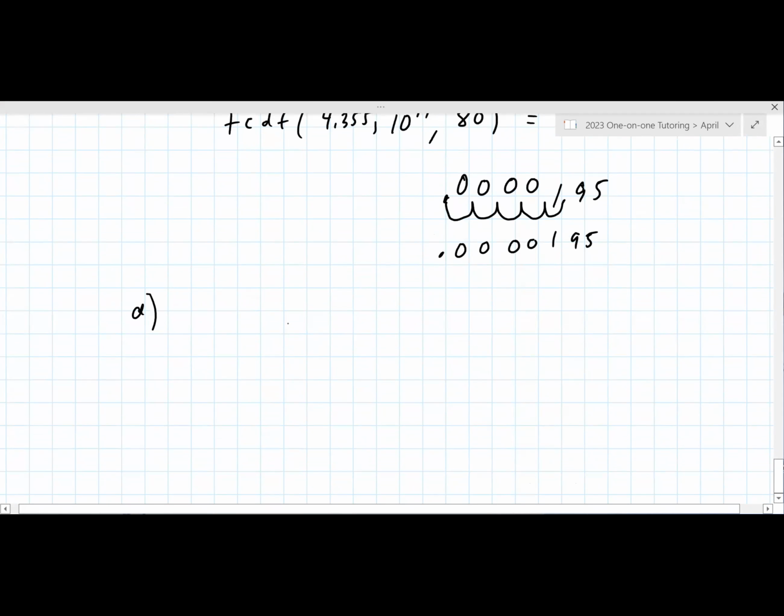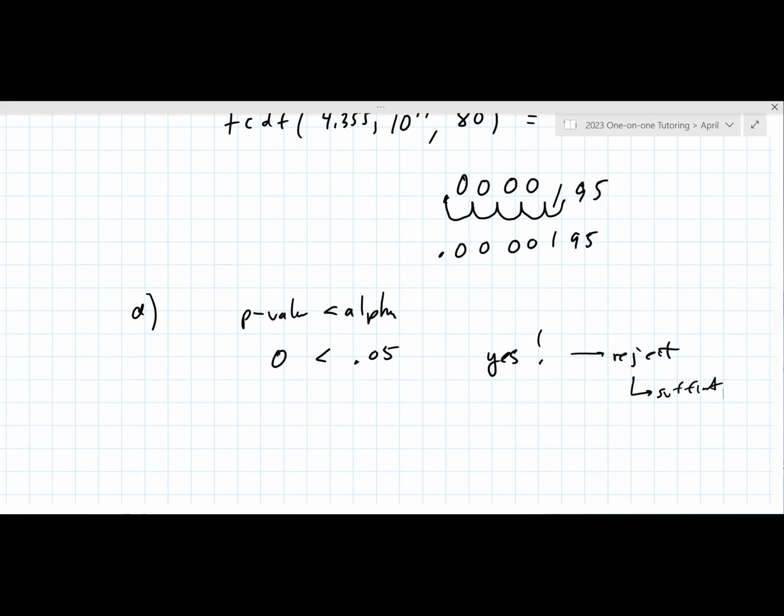So part D here: p-value, is that less than alpha? Is 0 less than 0.05? Yes. That means to reject. Reject tends to go with sufficient. Perfect. All right, so we'll go back to number 2.